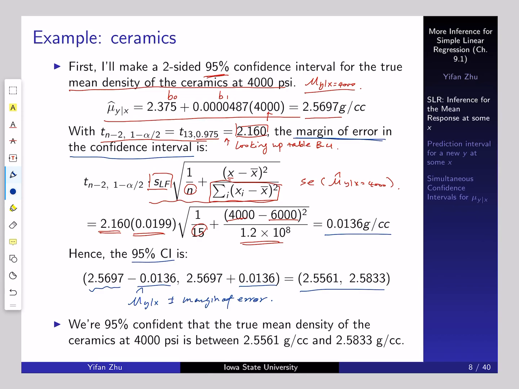And the interpretation is that we are 95% confident that the true mean density of the ceramic at 4,000 psi is between these two numbers. So this is about the mean density, the mean response, the same as what we did in the one sample inference. So we are interested in the mean.